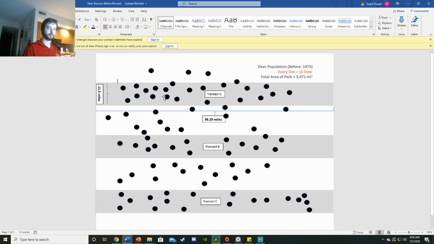This is how many wolves are in the park. This is how many beavers are in the park. That way you don't have to spend all day counting actual individual numbers, and I don't have to spend my whole weekend trying to make 5,000 deer dots and 200 beaver dots for each transect. It'd be way too tedious.